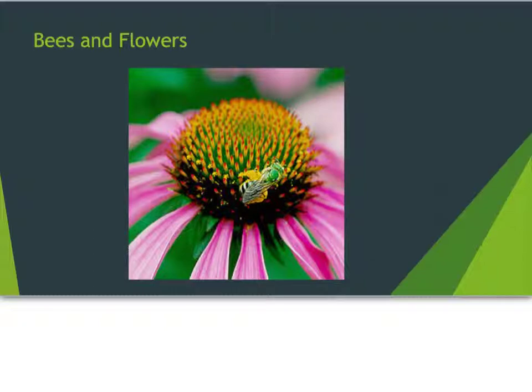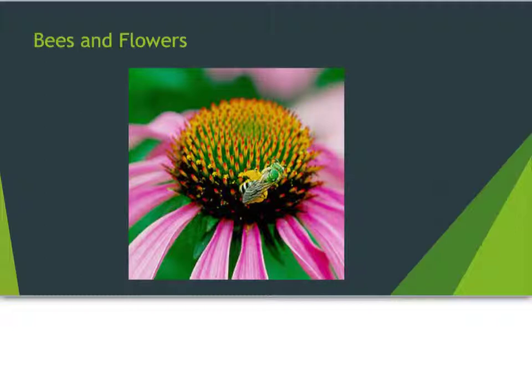Bees and flowers are one of the best examples of mutualistic coevolution. Flowers are affected by the bees because the flowers that have the best combination of colors and produce the best nectar attract more bees, and therefore more pollination will happen. Bees are influenced as well.